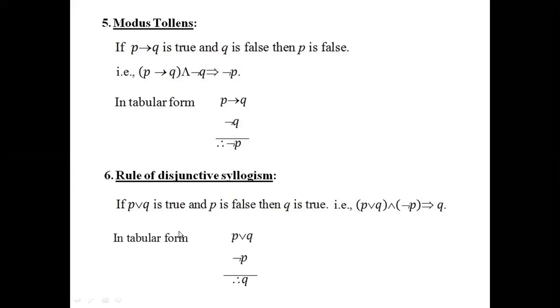In tabular form, this can be written as P or Q, which is one of the premises. Negation P is true, so this is another premise. The conclusion is therefore Q.